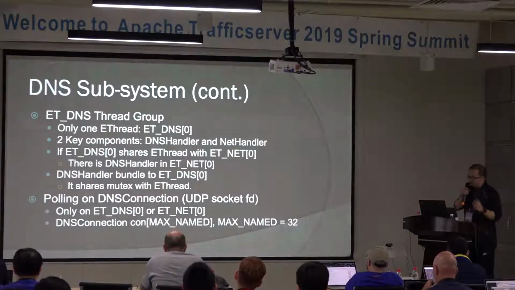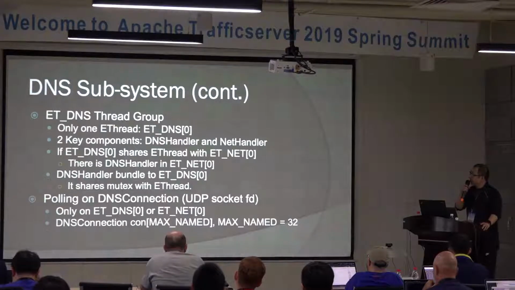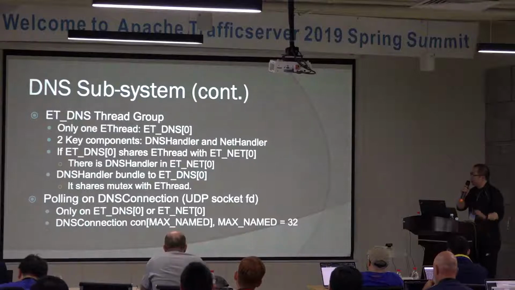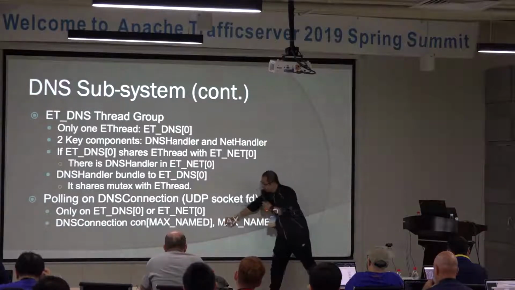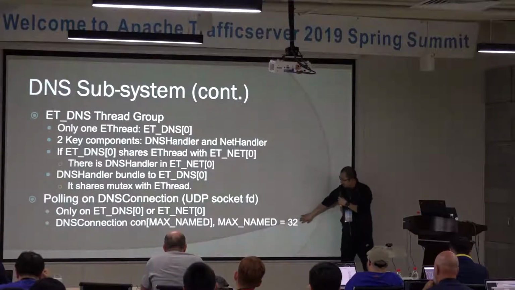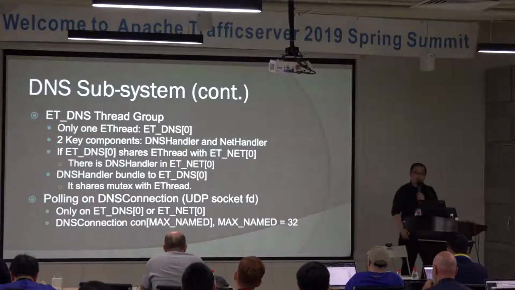The DNS connection is polled only on ETDNS0 or ETNet0. The DNS connection has an array. It supports a maximum of 32 connections to the DNS server.